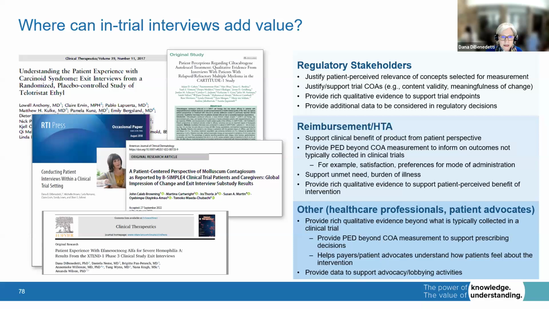As you've heard today, in-trial qualitative interviews can provide an incredibly rich source of patient experience data. You can see from this slide interview data that can be used in publications, in regulatory decision-making, in reimbursement and HTA submissions, and even in communicating with other key stakeholders. Next slide.